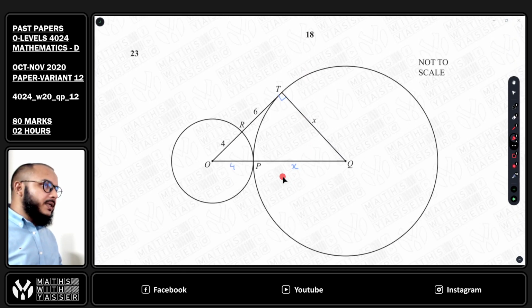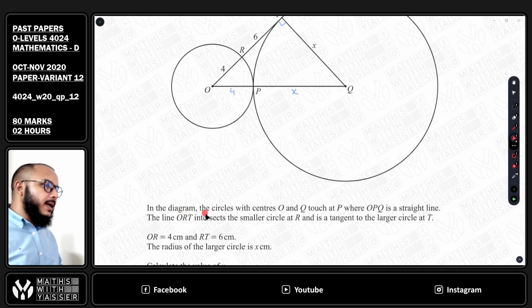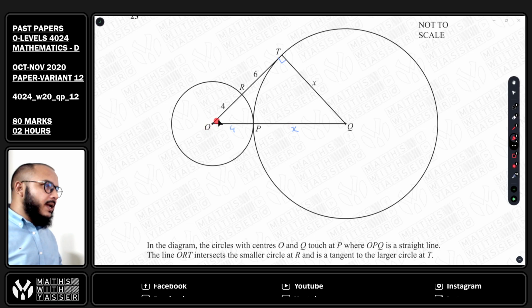Question number 23. It says in the diagram, the circles with centers O and Q touch at P, where OPQ is a straight line. The line ORT intersects the smaller circle at R.